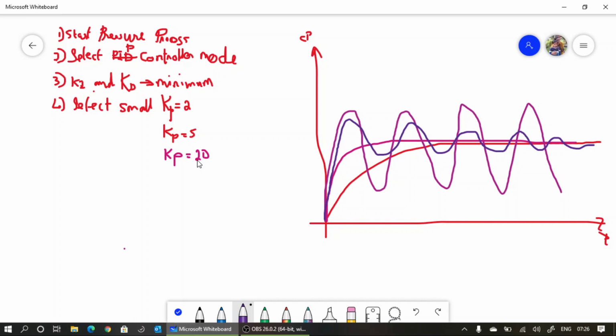So if you are increasing the Kp value from 5 to 20, definitely at a particular Kp value the sustained oscillation will occur for the first time. So we have to select that Kp value as the critical Kp, that is Kc. Please note, if you are increasing the Kp value, the value of Kp at which the sustained oscillation first occurred, we can call it the critical gain.